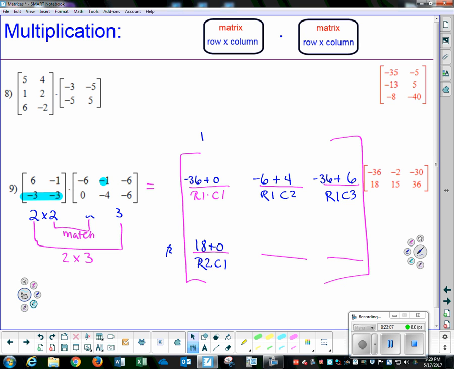Row 2, column 2. -3 times -1 gives me 3. -3 times -4 makes +12. Okay, and one more. Row 2, column 3. -3 times -6 makes +18. -3 times -6 makes +18.